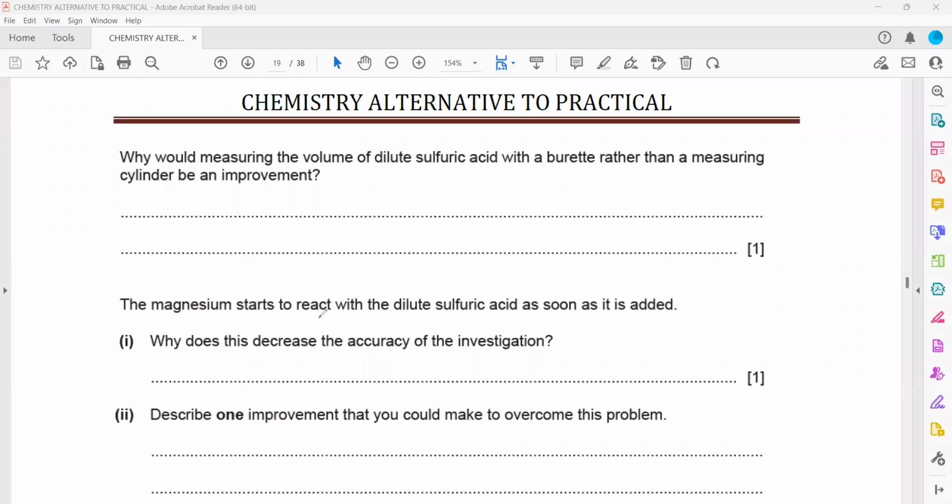The magnesium starts to react with the dilute sulfuric acid as soon as it is added. Why does this decrease the accuracy of the investigation? The moment we add the magnesium, it will start to react with the sulfuric acid. What might be the reason? Some of the gas might escape.